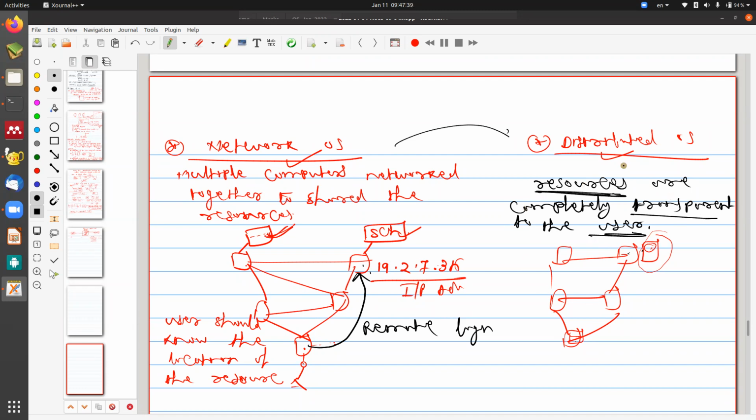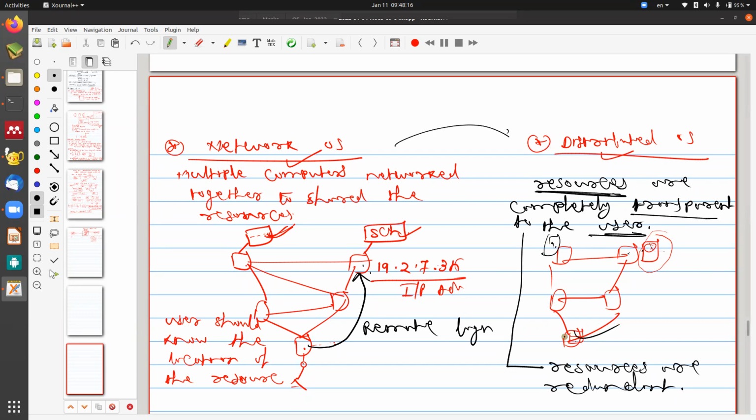Since he does not know where exactly it is present, in most cases the resources are redundant in nature. What is the reason behind this? Since it is distributed, my work or my resource gets distributed, and where it is not present, the same resources may be available elsewhere. If this one is going down, I don't know where it is present, but at least if the same data is present elsewhere, I can fetch it.